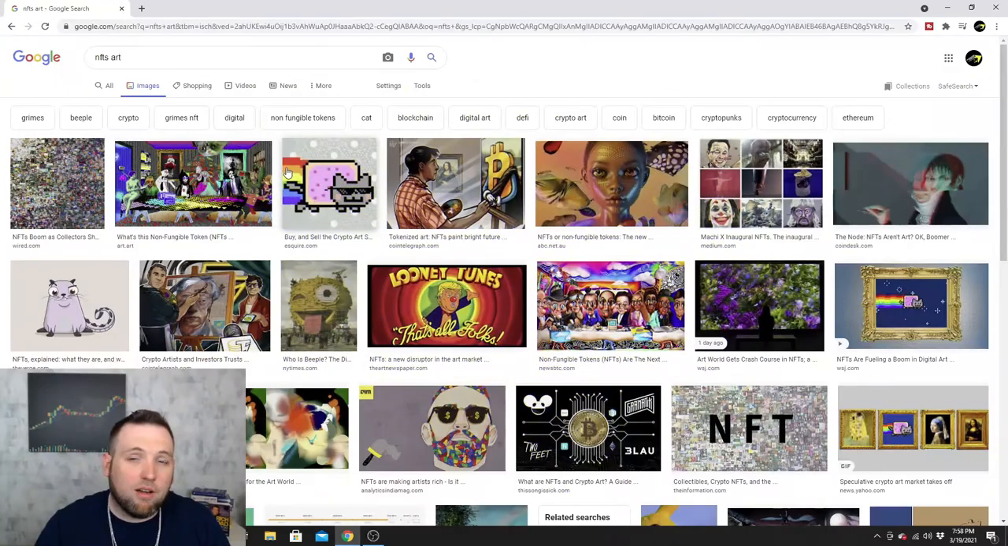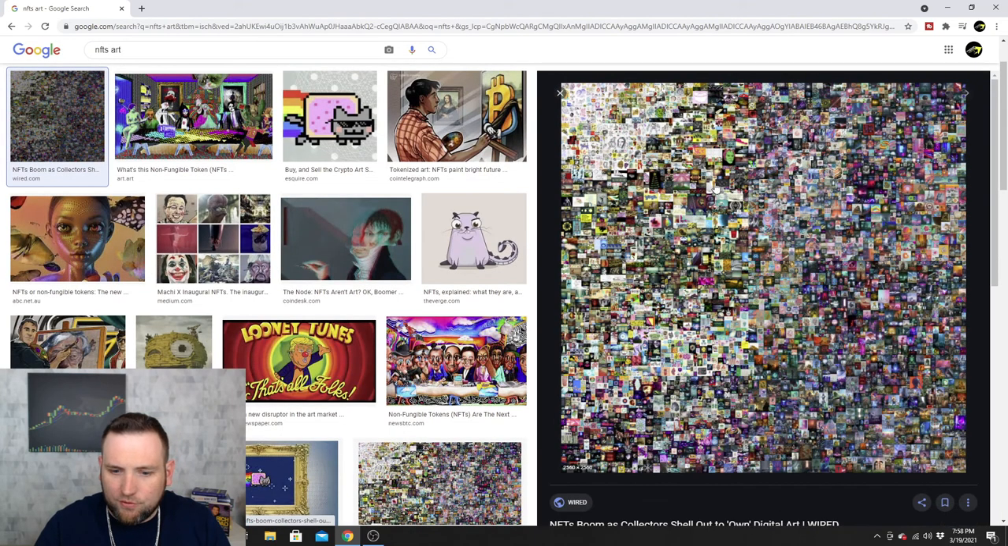All right, so here we are on Google Images, and we can see some of these. Here is actually the Beeple that sold for $69 million, I believe. If I'm wrong about that, correct me in the comments. But I think this is it. It was just a whole bunch of his artworks put together in one big artwork.